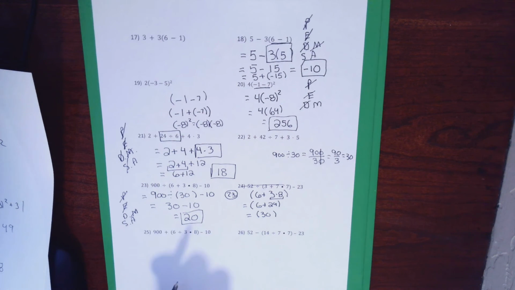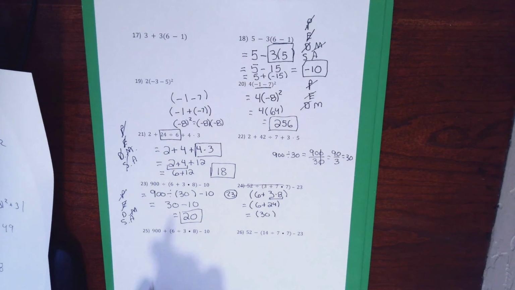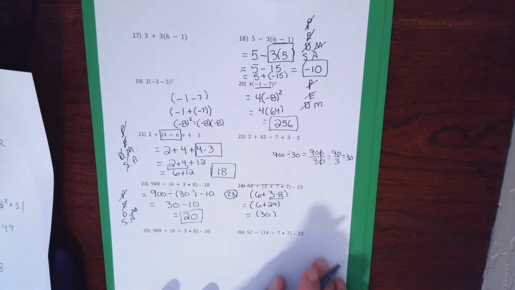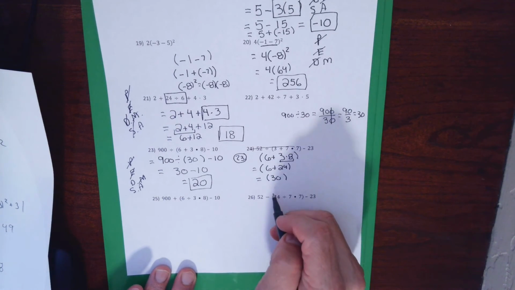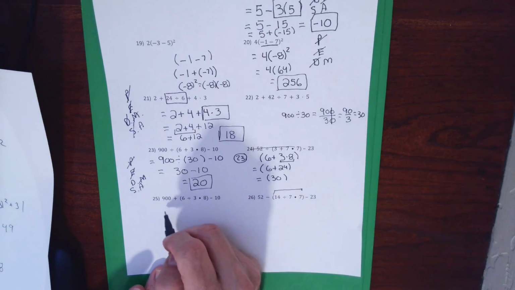I'm going to do 26. I'm worried again about the size of the numbers in 25, but I'll let you struggle with those. Let me do 26 so I don't steal all of your even odd problems. So first thing in 26 is this parentheses. I want to get it down to a single number.